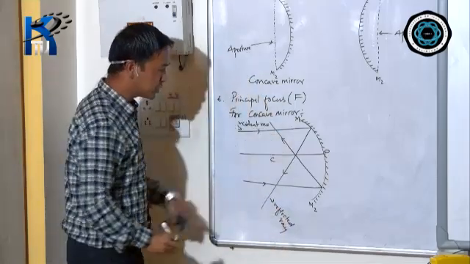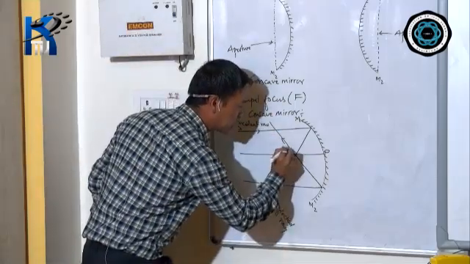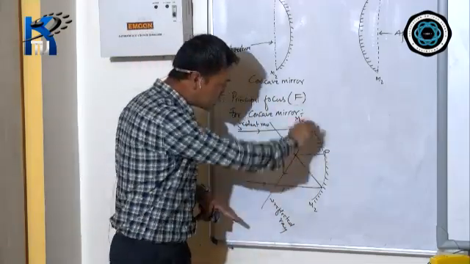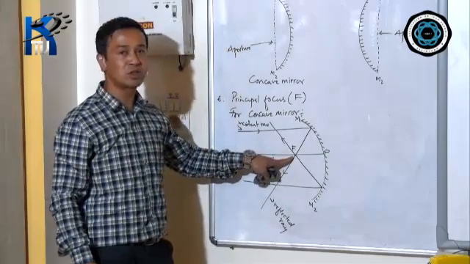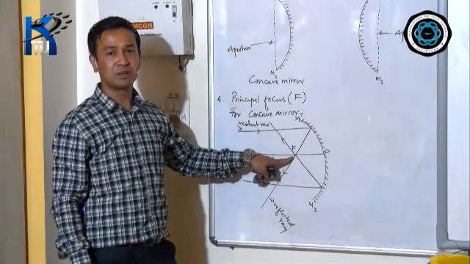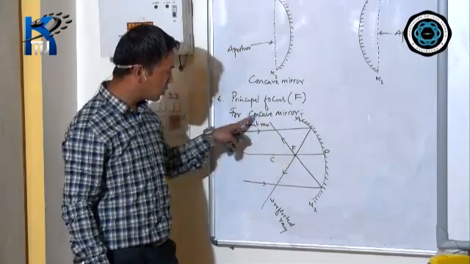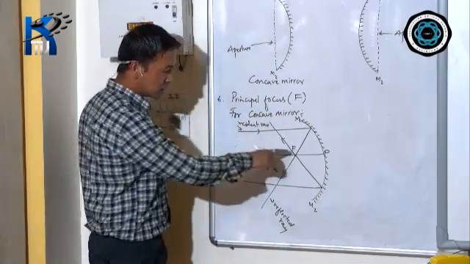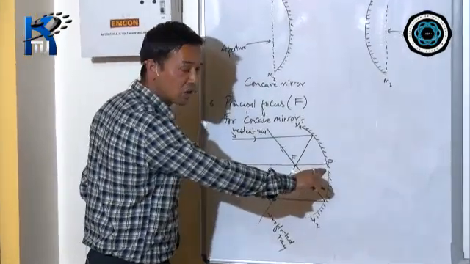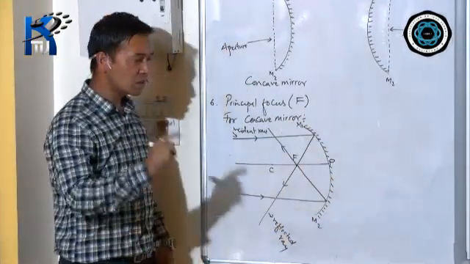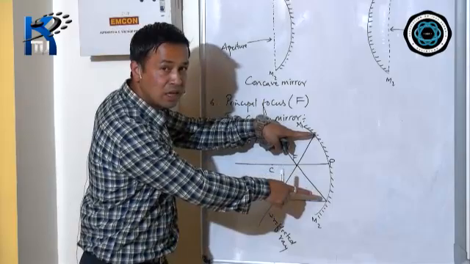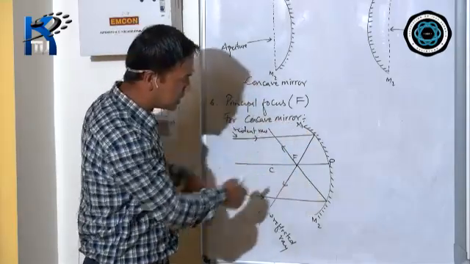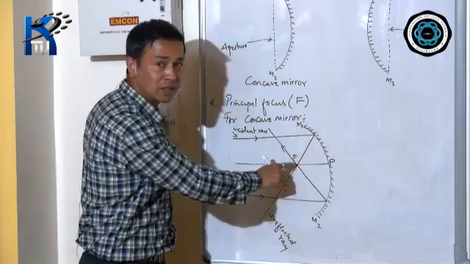But this reflected ray will pass through a point, and that point lies on the principal axis of this concave mirror, and this particular point is called the principal focus. So we can define principal focus for concave mirror. It is a point that lies on the principal axis of a concave mirror, such that when light is incident parallel to the principal axis, after reflection, it always passes through this point.